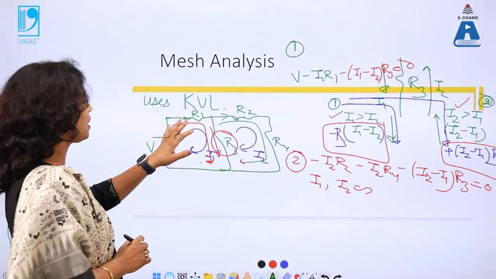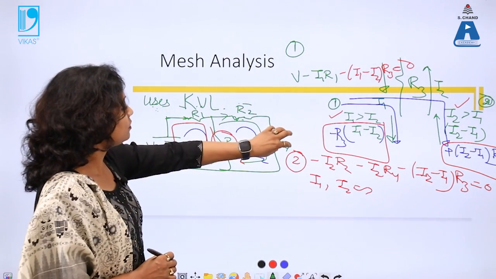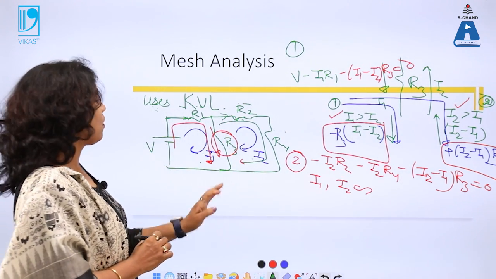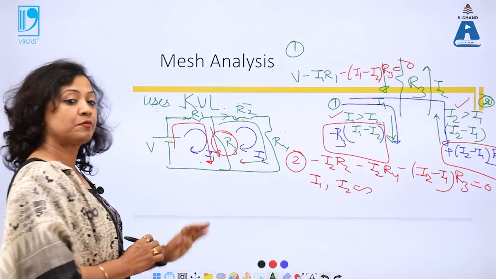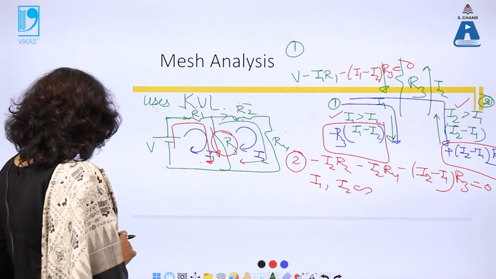The question is, what is the current in each branch? For this R1, it is I1, this is I2, this is I2. For R3, it is I1 minus I2 or I2 minus I1, whichever is greater than the other one. So this is mesh analysis.